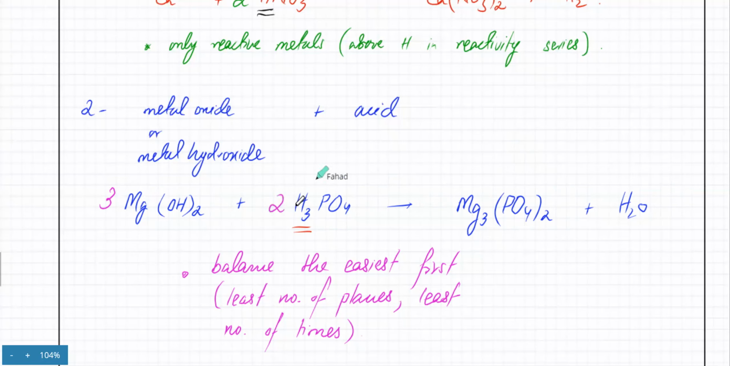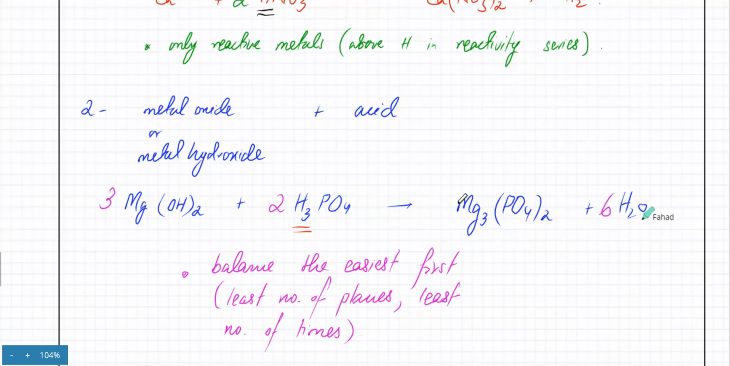अच्छा, फिर least number of places. Hydrogen is in 3 places, 1, 2 and 3. Oxygen is in 4 places. तो किसको पहले balance करना है? Hydrogen को पहले balance करो. तो there are 6 hydrogens over here and there are 6 hydrogens over here, so that's a total of 12 hydrogens. तो यहाँ पे I'm going to multiply this by 6.